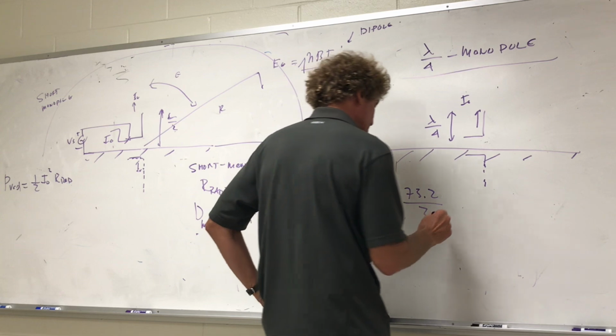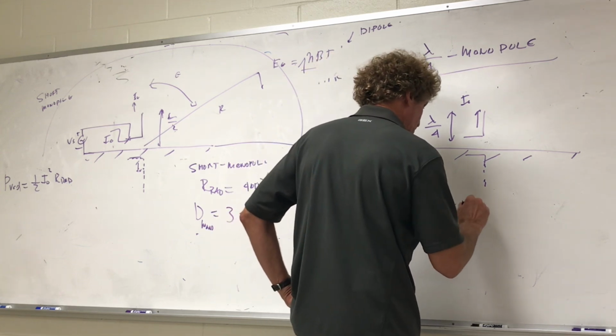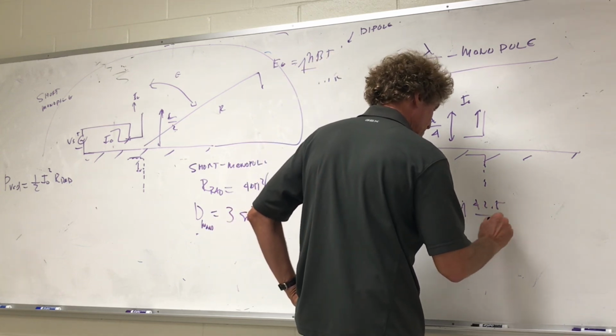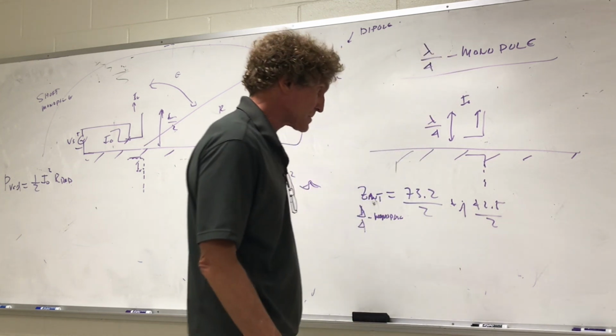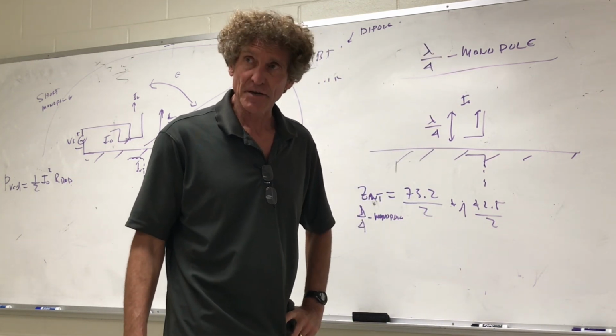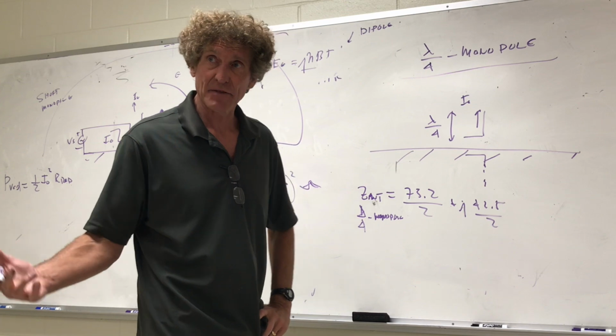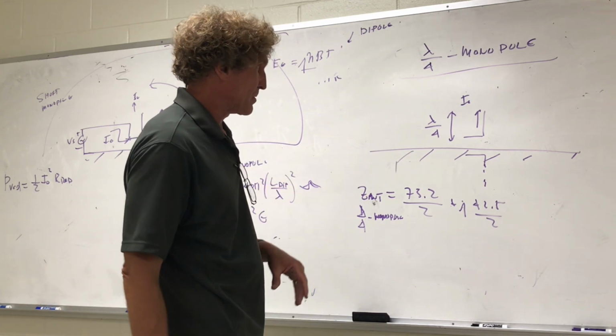It's that plus j42.5 divided by 2, which is 21.25, j21. But you get the idea. It's half the impedance of a half-wave dipole.